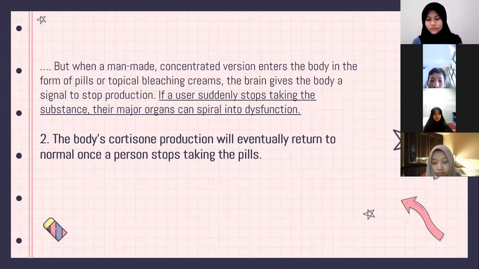Then go back to the text. The text says, if a user suddenly stops taking the substance, their major organs can spiral into dysfunction. It's quite possible this will happen, but we really don't know that from the text. The text just tells us what happened to the organs immediately after suddenly stopping taking the pills. So as we don't have that information in the text, it is not given.